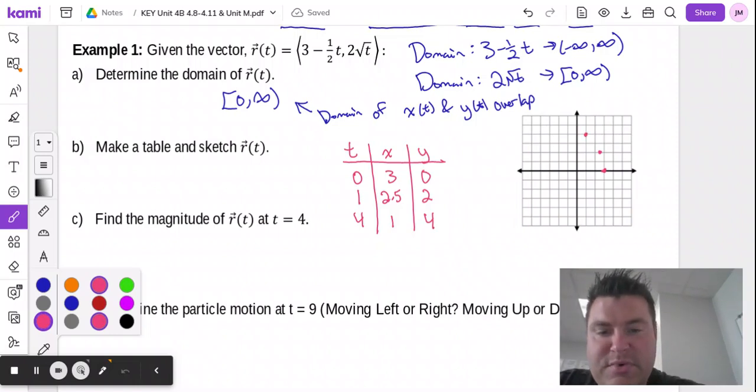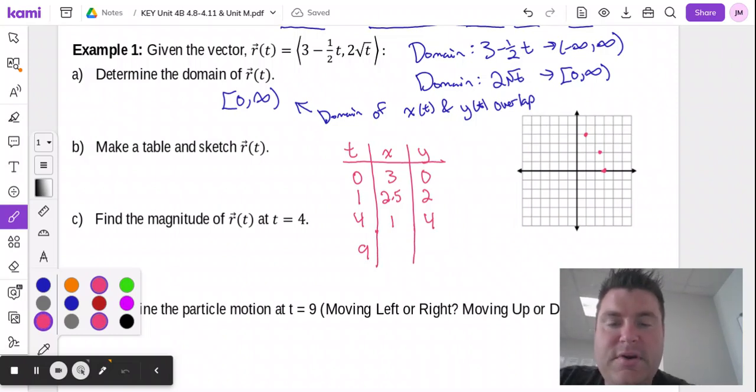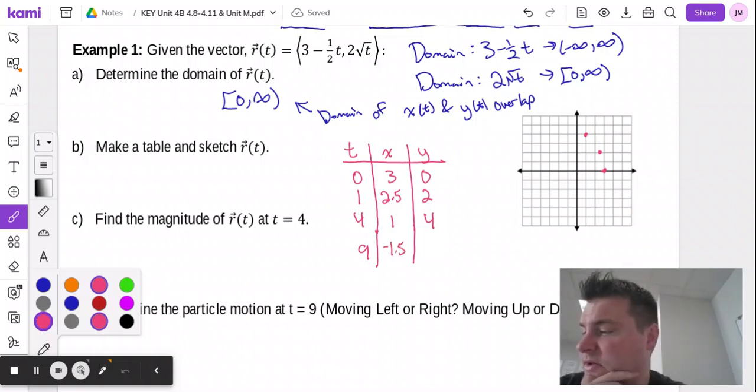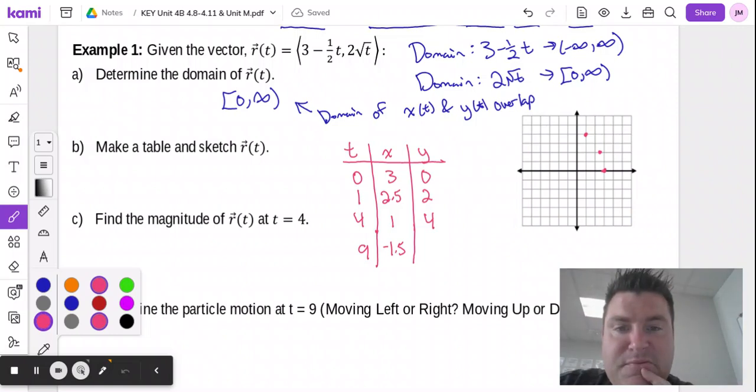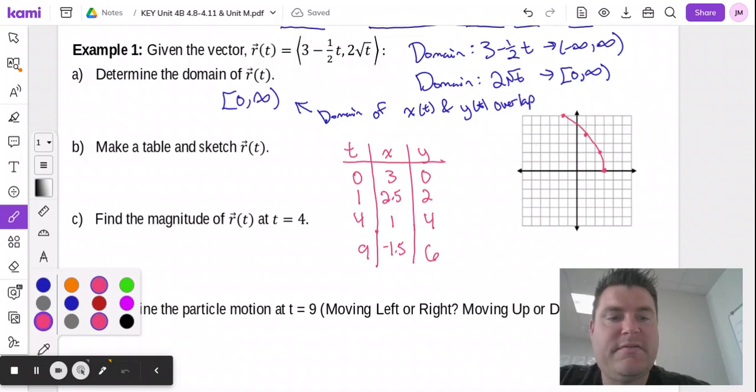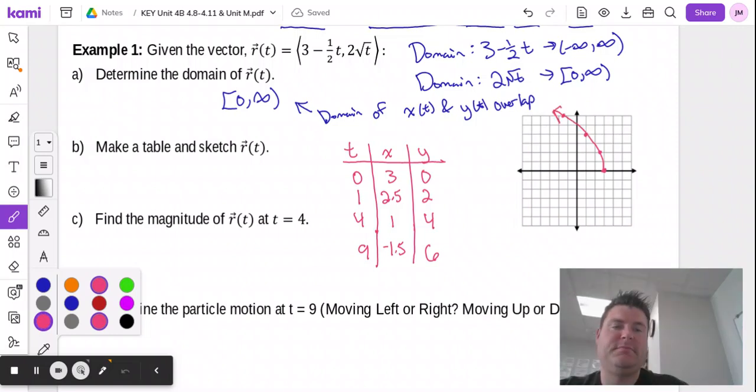Okay, and then I'll probably have room for one more here. Plug in a 9. When I plug in a 9, I'm going to get 3 minus 9/2, which is negative 1.5. And then when I plug a 9 into the vertical component, that's going to give me 6. So we're kind of just estimating that 1/2 right there, but we're going to start here, and this is going to start to kind of curve off over here. And there is that vector r of t.